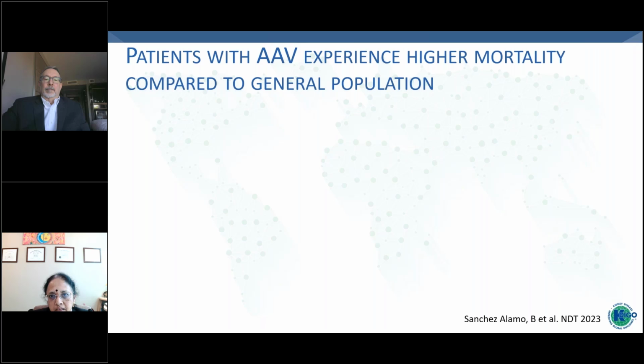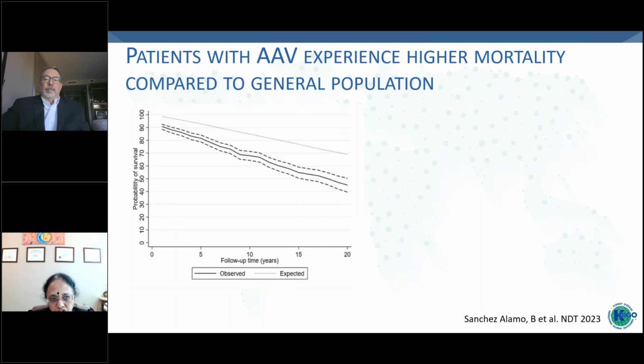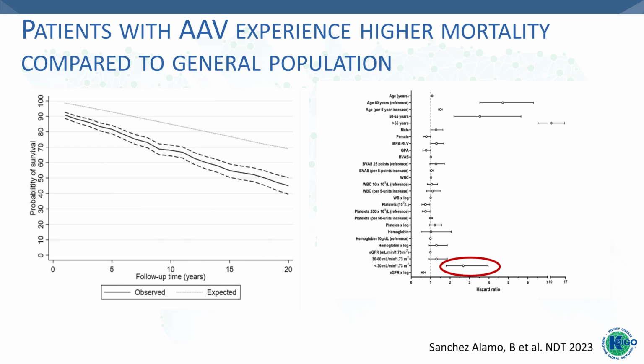Patients with ANCA vasculitis experience higher mortality compared to the general population. This is long-term data on over 800 patients enrolled in 7 different trials from the European Vasculitis Study Group, which essentially shows that compared to the background general population, ANCA vasculitis patients continue to experience excess mortality. And if you look at the factors that drive excess mortality, in addition to age, kidney dysfunction is an important contributor to the higher mortality in this population.